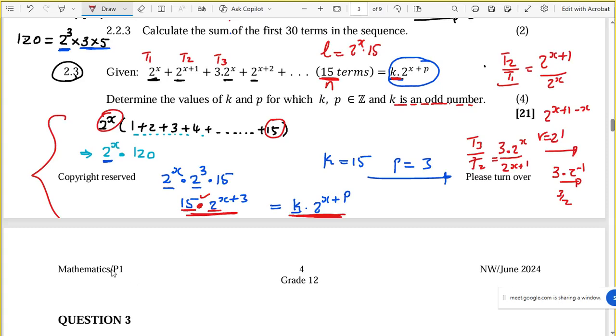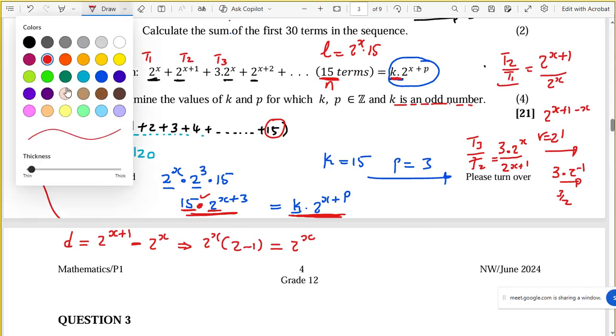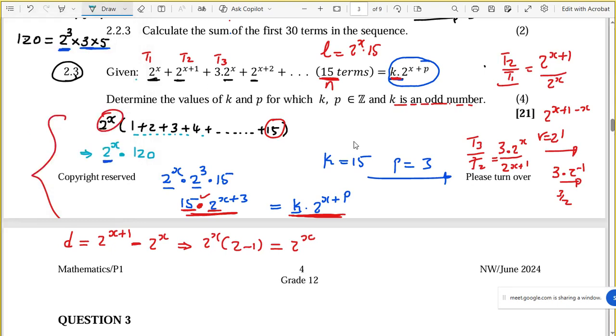So now let's find d. We know that d is equal to T2, which is 2^(x+1), minus T1, which is 2^x. That's what you get. Therefore, d is equal to, if we factorize this, 2^x into (2 minus 1), which is just 2^x. Do you understand my algebra here? Yes, sir. Or do you want me to explain what happened? No, sir, we are fine.